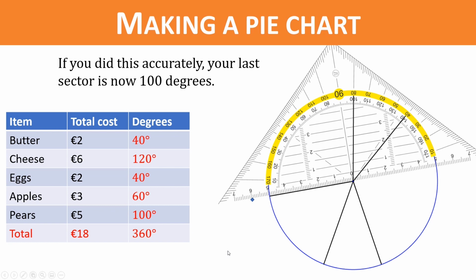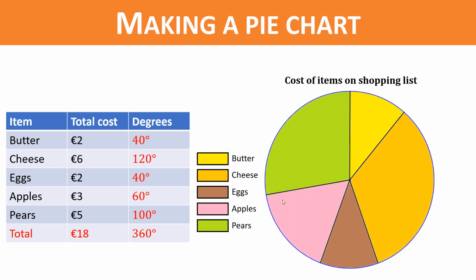And now in order to make our chart readable, we need to make clear what the chart is about and what each slice represents. So we add a title and we add a key. So that means we add colors or patterns to each sector and an overview of what each of these refers to. And that's our pie chart.